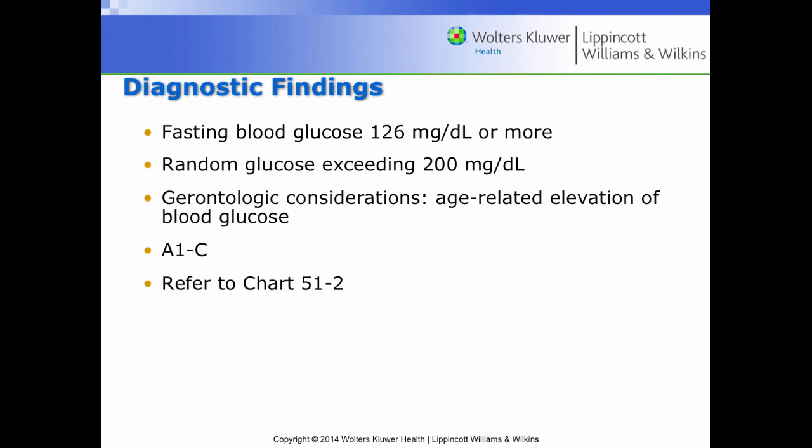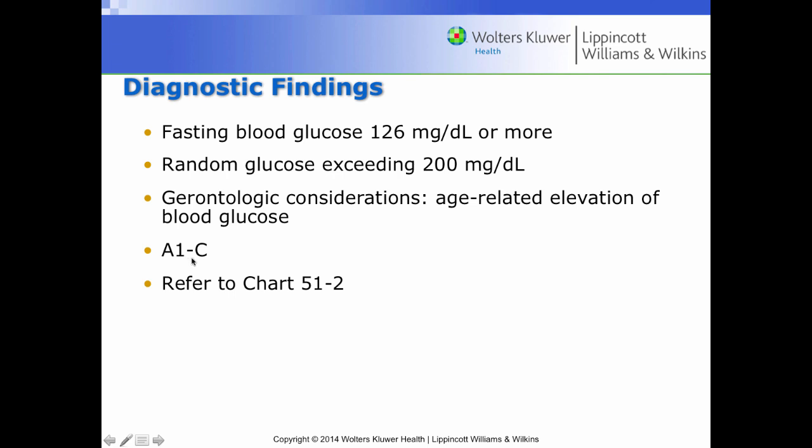mellitus. If you have a random glucose test, so fasting or not fasting, that is over 200, that is also suggestive of diabetes, but you need to confirm it with a fasting glucose. You have to keep in mind that as people age, you can actually see an elevation of glucose that does not mean that they're diabetic.